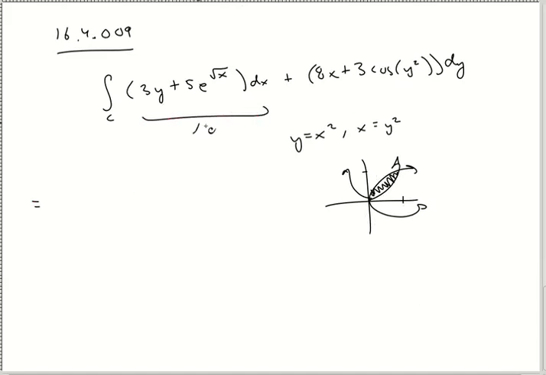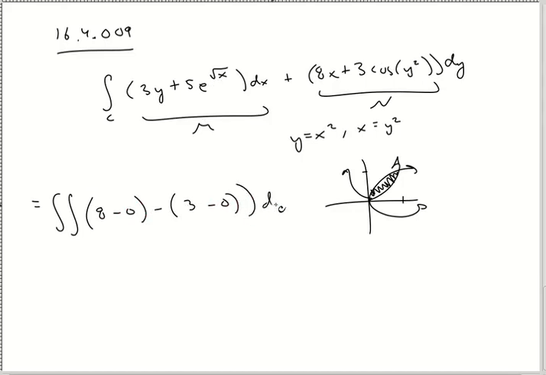So this is my M, and this is my N, and so I'm going to say double integral of N in terms of the derivative in terms of x. Yes, it would be an 8, and then here there's no x's at all, so it's just going to be a 0 there, minus, and then my M in terms of y, I got a 3. Again, no y's there, so it's 0, dA. So 8 minus 3 is simply going to be a 5, dy dx.